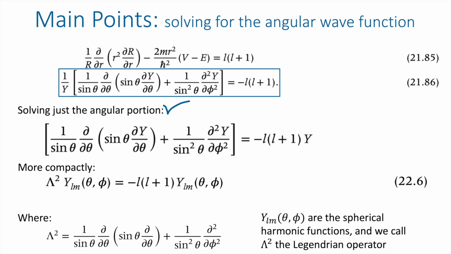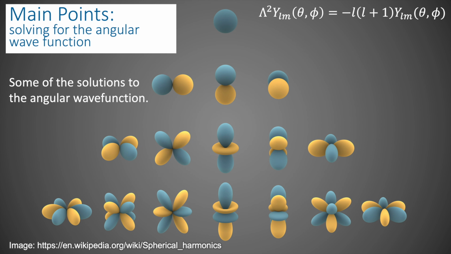What's really cool about this is that these are known solutions. This is a known differential equation, and the solutions are what are known as spherical harmonics. This figure shows you what some of these spherical harmonics look like for different choices of the quantum numbers involved. You can set the quantum numbers to different values, and these are the different spherical harmonics you can get out of it. So the wave functions are spherical harmonics. That's what they are mathematically.